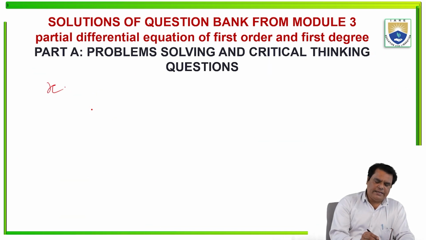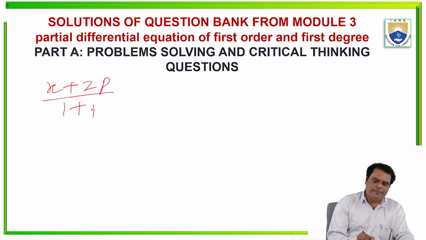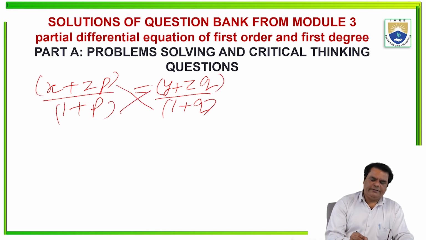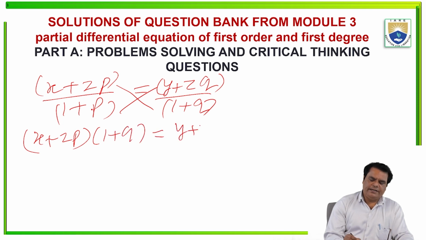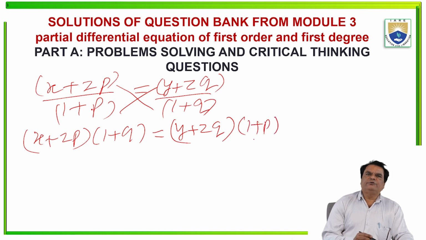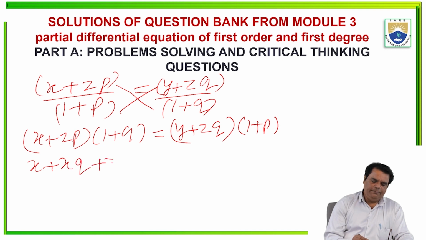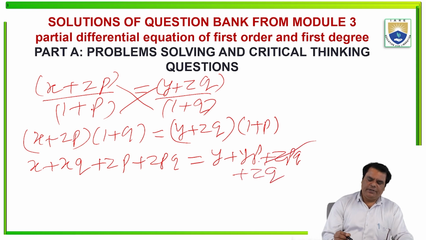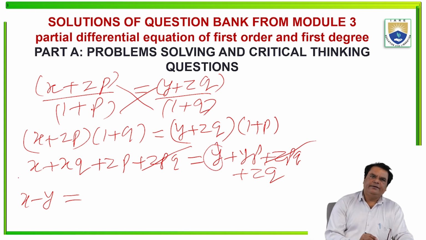Now next we get (x plus z p) upon 1 plus p equal to (y plus z q) upon 1 plus q. We get this. Now writing in brackets and cross multiply. So (x plus z p) into (1 plus q) equal to (y plus z q) into (1 plus p). Now simplifying: x plus x q plus z p plus z p q equal to y plus y p plus z q plus z p q. So z p q cancels, and here x and y terms are taken to one side.